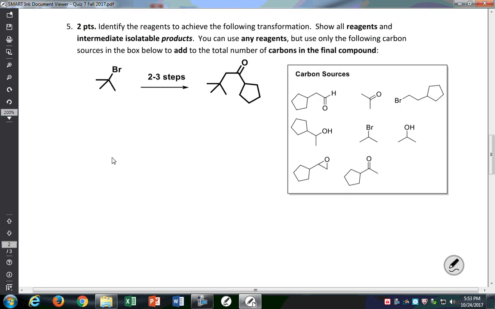Another Grignard reaction. But this Grignard reaction is slightly different in the fact that my oxygen is not on the same carbon as my new carbon-carbon bond. So here's my starting material, carbons, and these are my new carbons. And notice my new bond is on carbon 1, but my functional group is on carbon 2. So as soon as you see that, you should think of an epoxide.